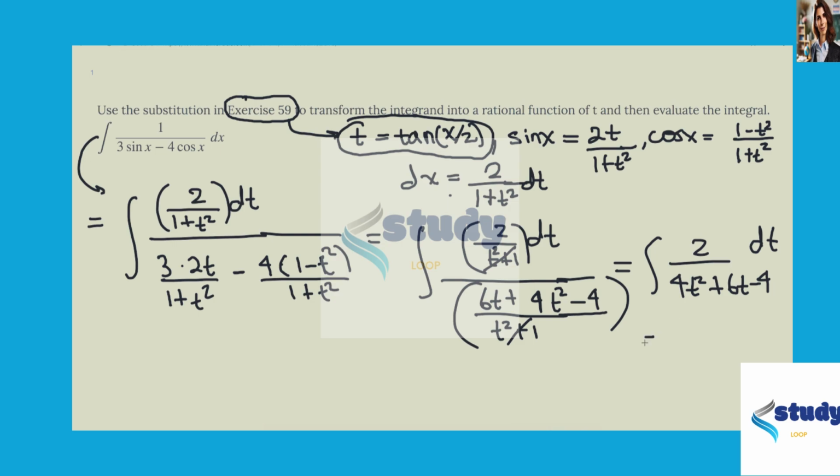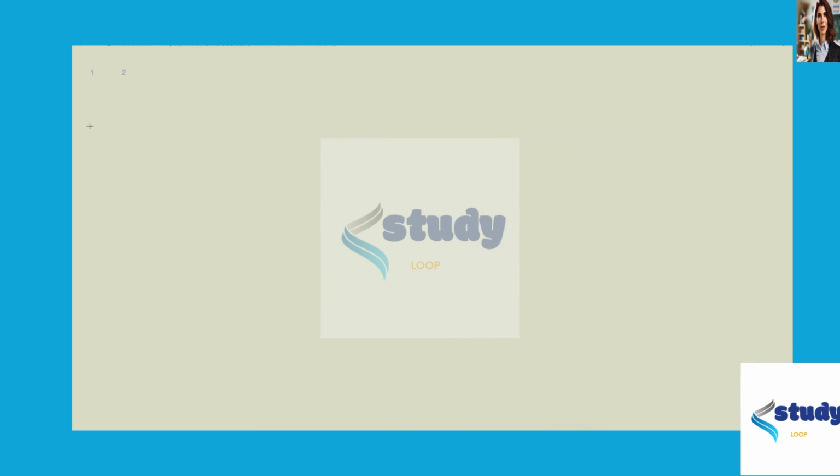Let's go ahead and divide top and bottom here by 2. So dt up top, 2t squared plus 3t minus 2. Now we can go ahead and look at that denominator. Let's go to the next page here. I'm running out of room. Let's go ahead and factor that denominator. That'll be 2t minus 1 times t plus 2. And now we do partial fractions.